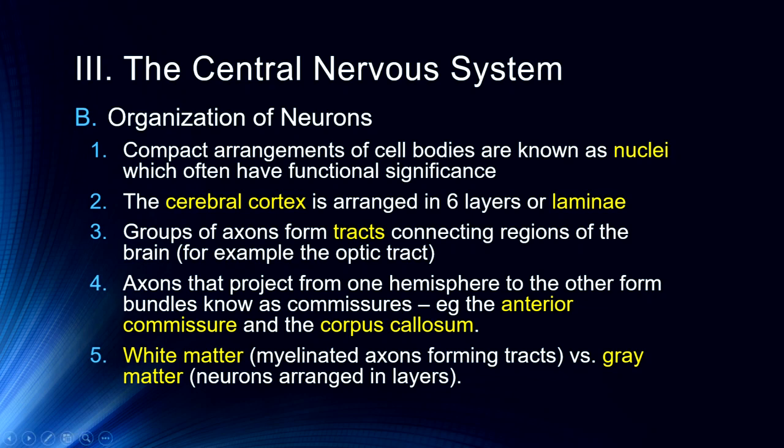So finally, the overall general organization we think about is myelinated, or white matter, versus gray matter. Myelinated axons forming tracts are white matter, whereas gray matter is neurons arranged in layers. So we often talk about white matter volume versus gray matter volume. Basically, it's a way of looking at connectivity versus overall processing. And we'll start to see some effects on gray matter versus white matter in a variety of circumstances.